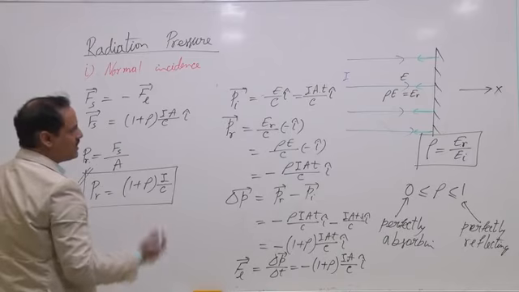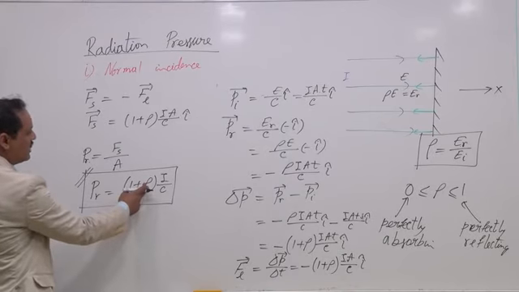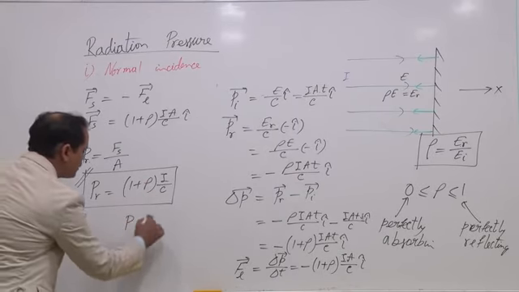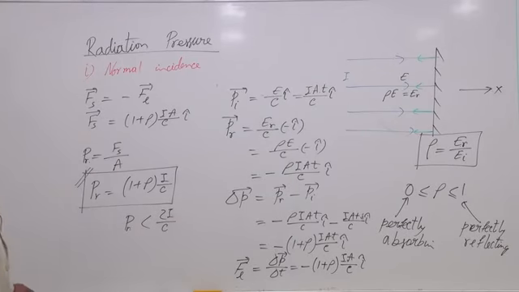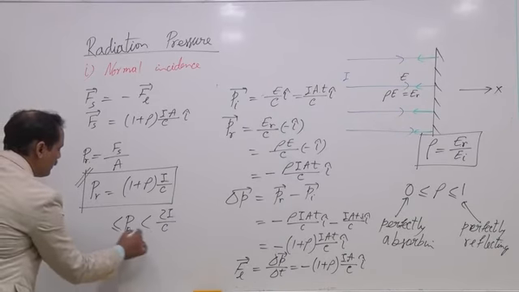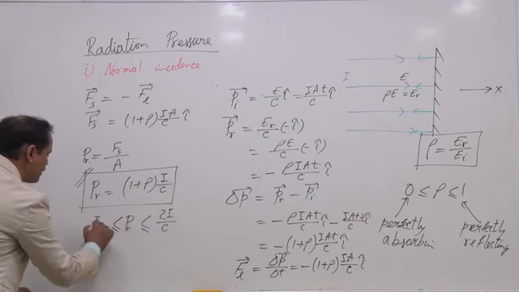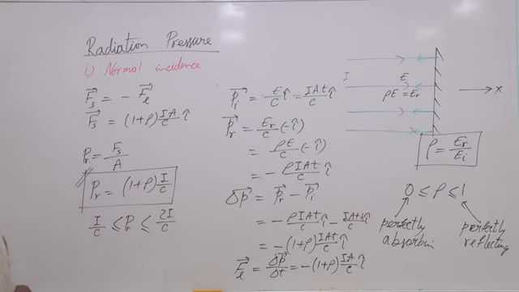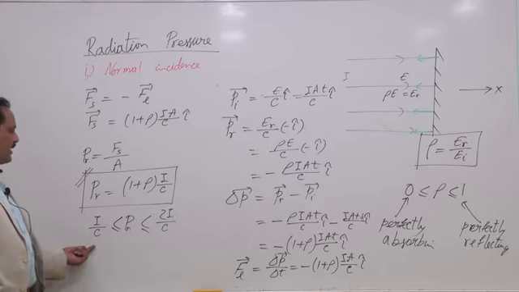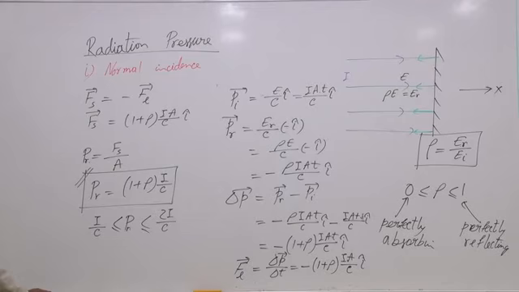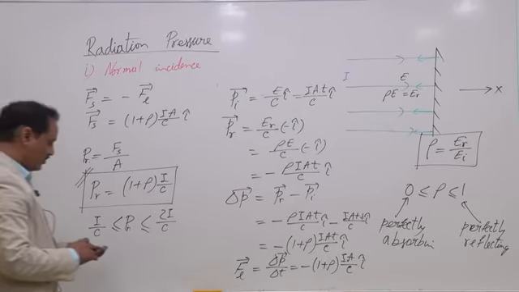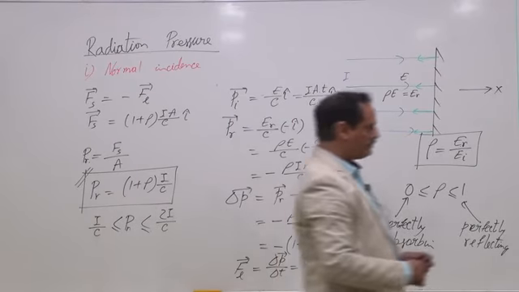This is the pressure experienced by the surface when light is incident normally on that surface. If a surface is perfectly reflecting, rho is equal to 1, so the maximum pressure is 2I by C. And if the surface is perfectly absorbing, rho is 0, then the pressure is I by C. So the pressure varies between I by C and 2I by C depending upon the coefficient of reflection of the surface. Okay. Now, let us take a question.